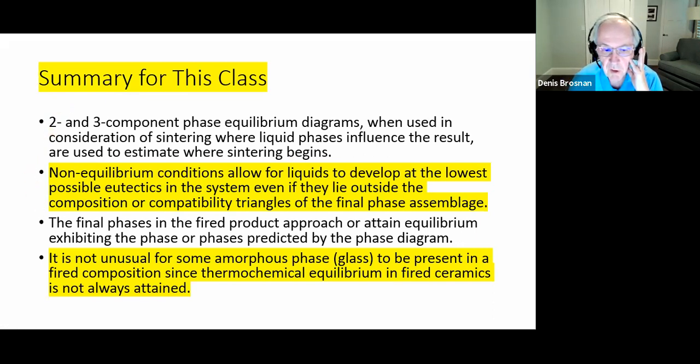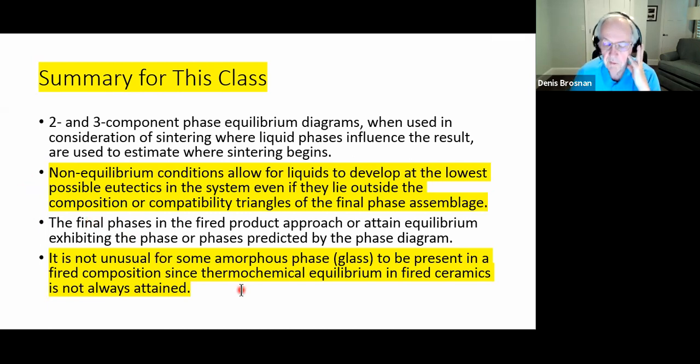And the most interesting thing to me for you to learn is that non-equilibrium conditions on heating a ceramic for the first time below the melting point allows non-equilibrium liquids to form. These are lower temperatures than we expected. It can be outside of the compatibility triangle. The final phases in the product are probably close to those denoted in the compatibility triangle for the overall composition.